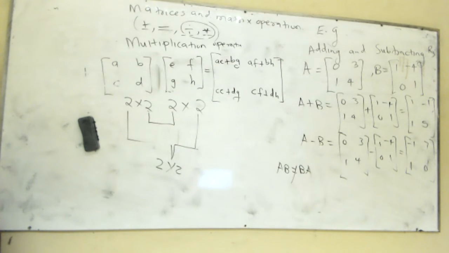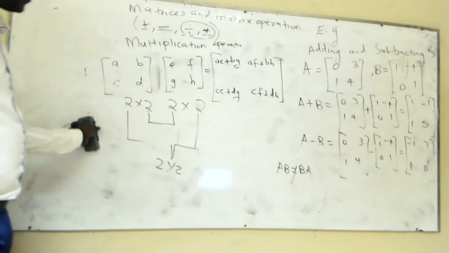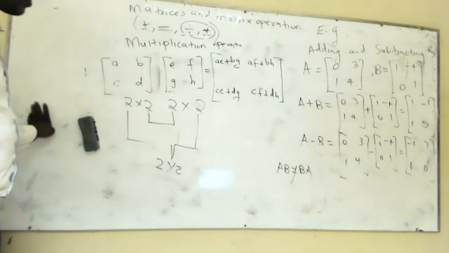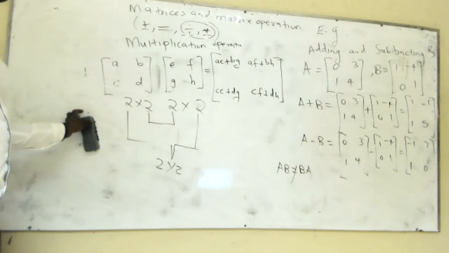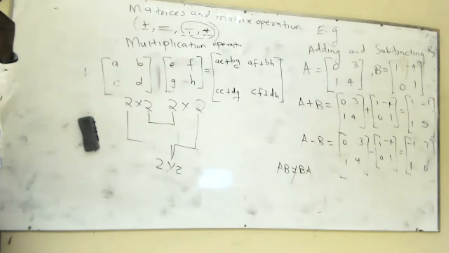Are we together? Yes. Can you quickly do it again, or just explain again how you do the multiplication?